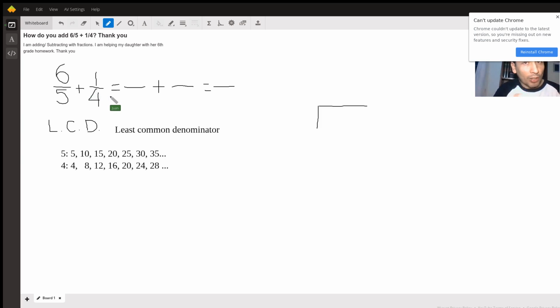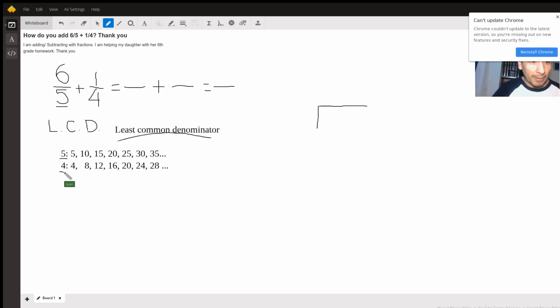So the key to solve this problem is to find the LCD. What does LCD mean? Least common denominator. It means that you need to find a number that is common to both fractions, but it needs to be the smallest one. How are you going to do this? Well, it's very easy. The only thing that you need to do is to find all of the multiples of both denominators. In this case, we're going to find the multiples of 5 and the multiples of 4.